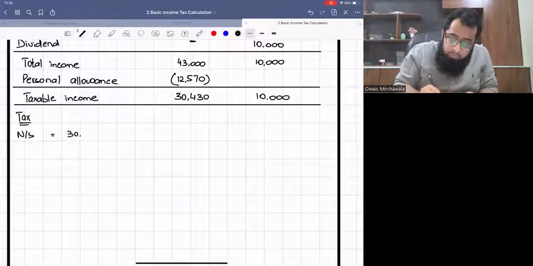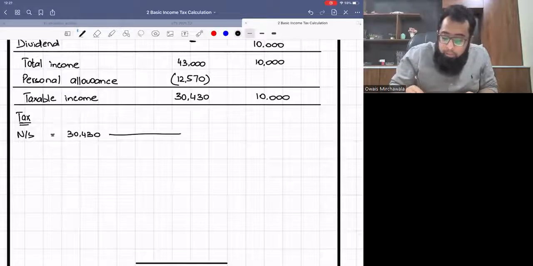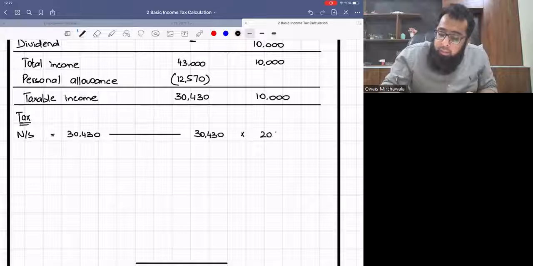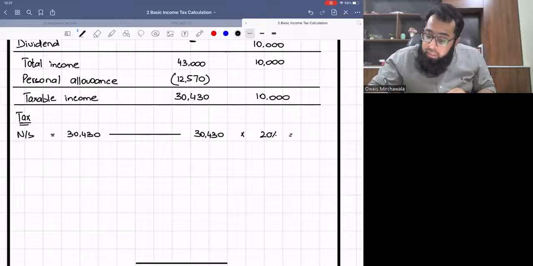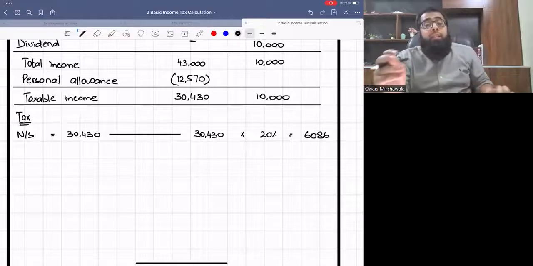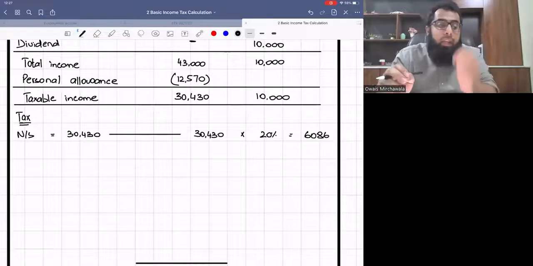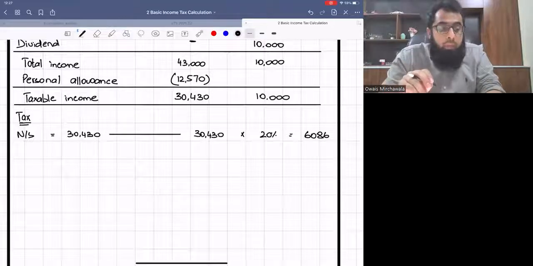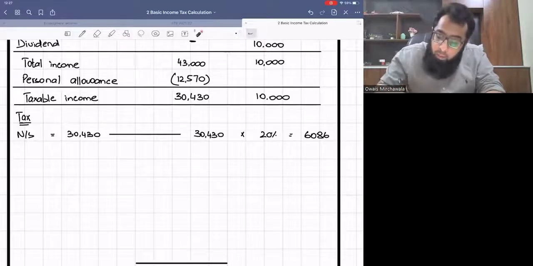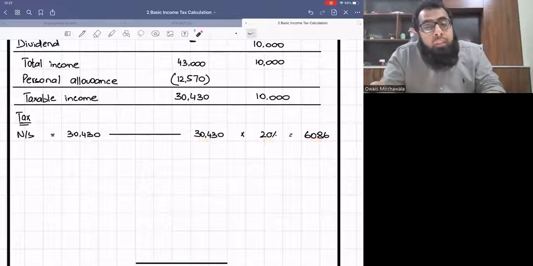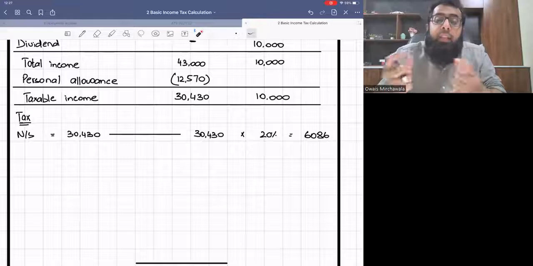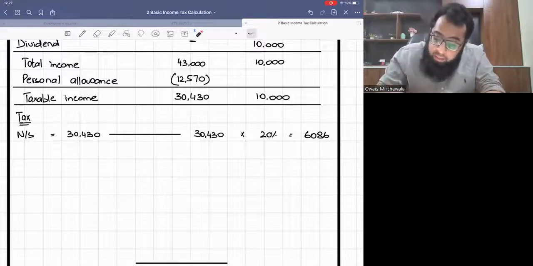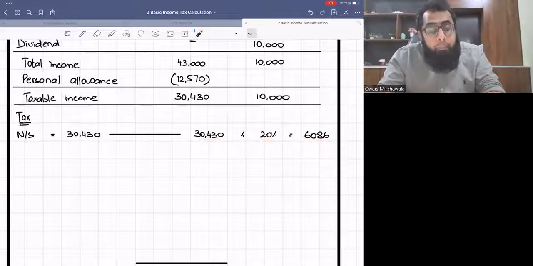Non-saving income is 30,430. Up till 37,700, the rate of tax is 20%. This entire income of 30,430 lies in the first band. The first tax band is still 37,700.